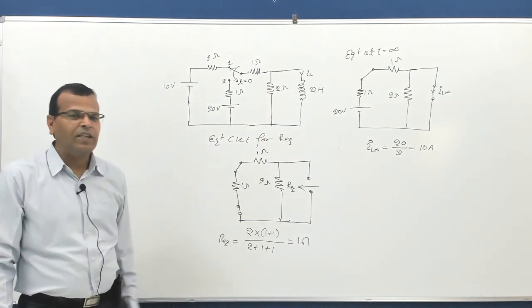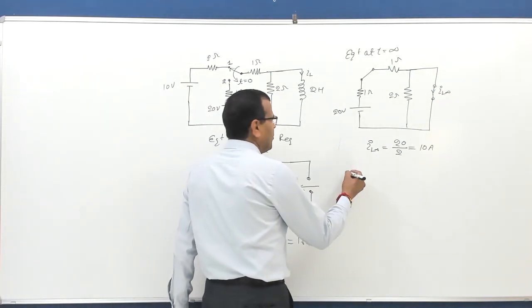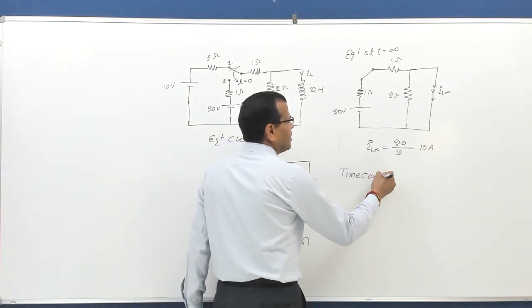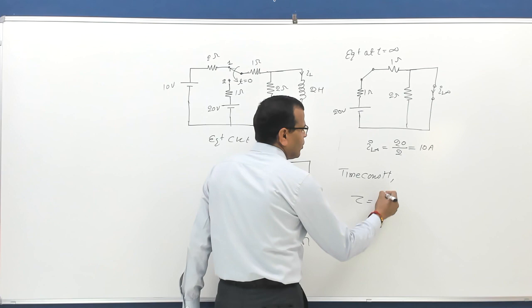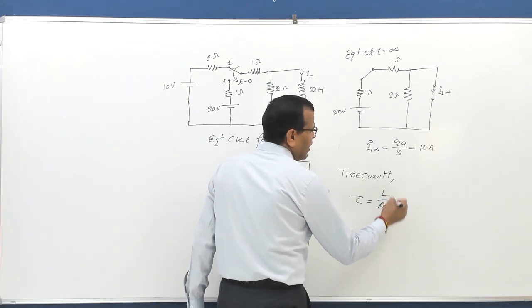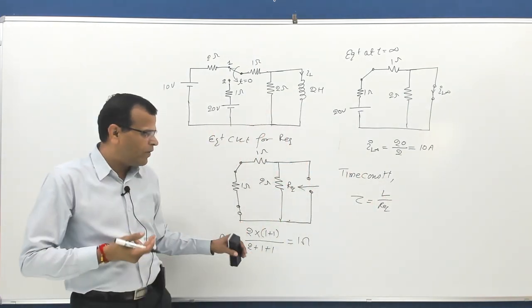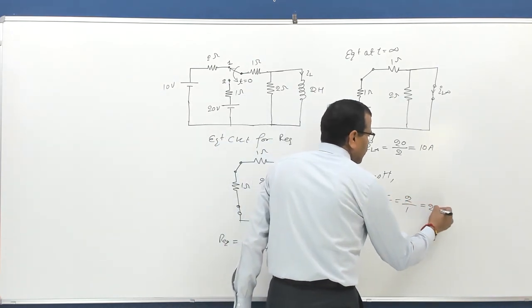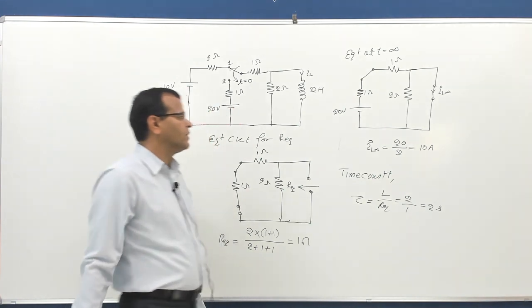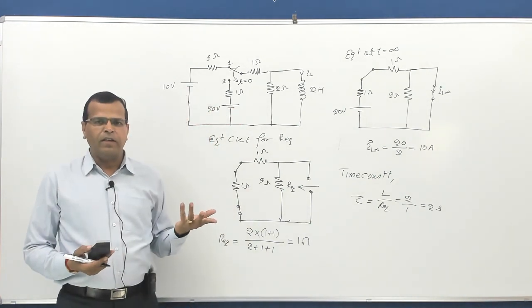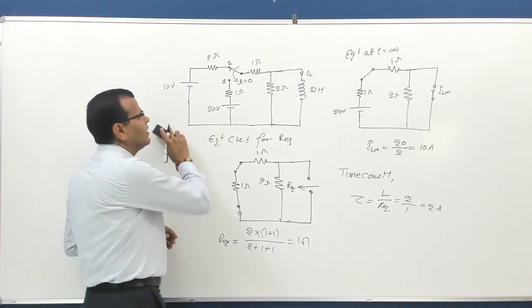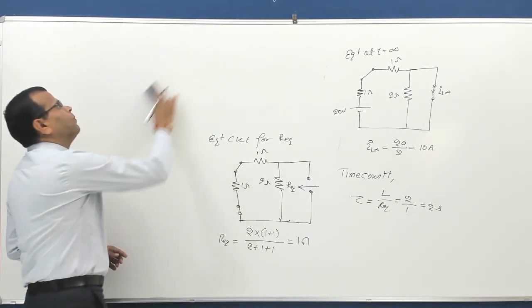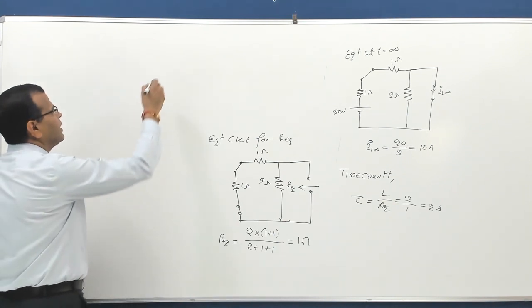You have the inductance. So the time constant of the circuit, tau, will be equal to L by R equivalent. I have already calculated R equivalent here, so this will be 2 by 1, which is equal to 2 seconds. So my work is done. I have calculated all the 3 parameters of the current through the inductor for t greater than 0.